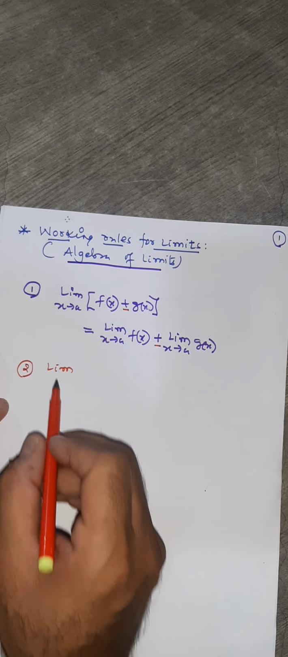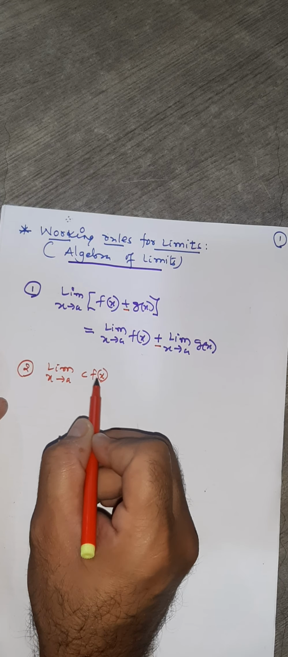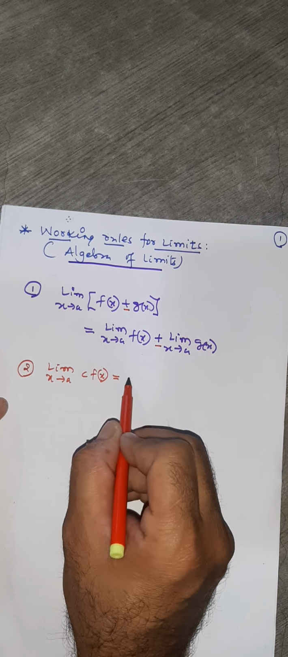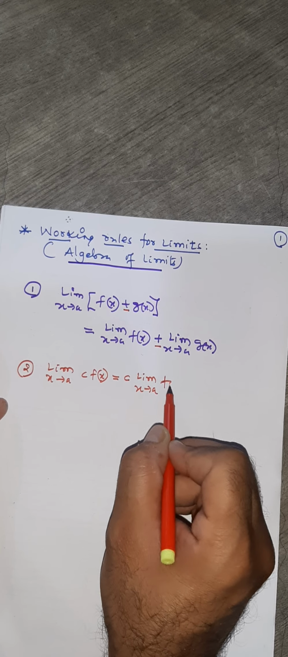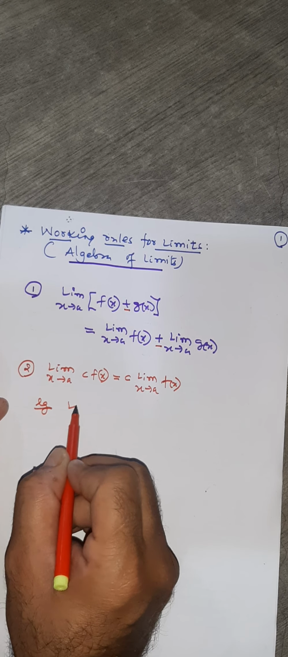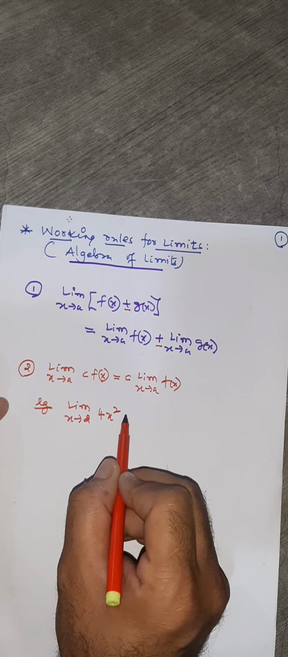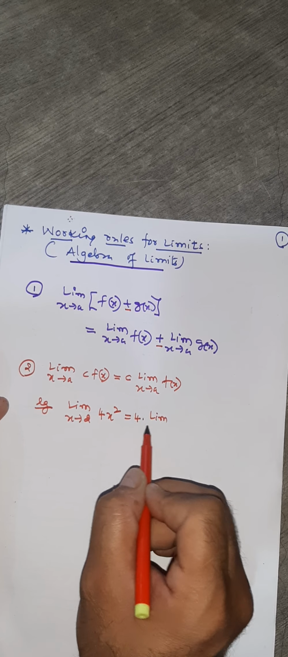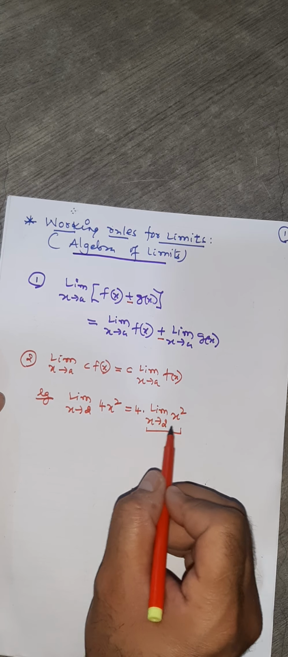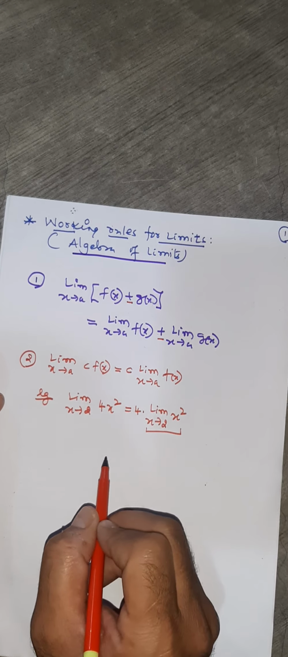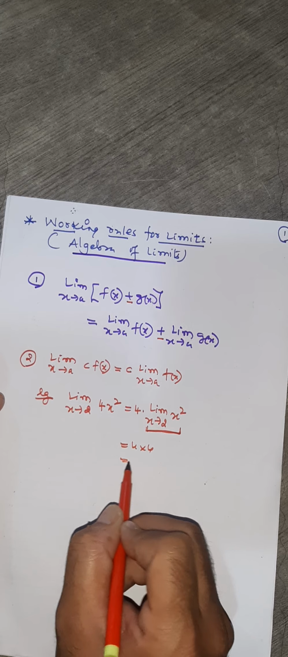The next property is limit x tends to a. Suppose you have some constant c into f(x). Then this rule says that you can take the constant outside, and just apply the limit to the function f(x). Like this: if you have limit x tends to 2 of 4x square, this says you take 4 outside and just apply the limit to the function. So the answer will be 4 into 4, that is 16. This we did.